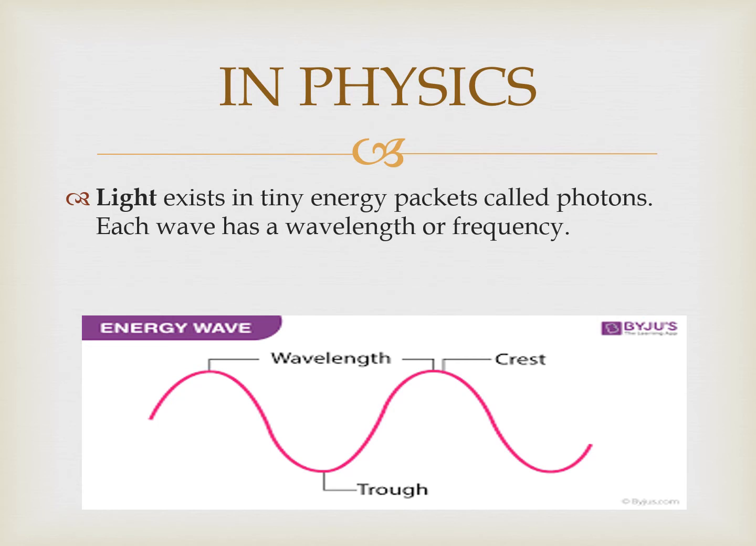If we define light in terms of physics, it is actually the energy packets that are known as photons. The photons are emitted in the forms of waves, and each wave is with a specific frequency or wavelength. In the diagram given below, you can see the energy wave which has a peak that is known as crest and a down curve which is known as trough. From one crest to another crest, or from one trough to another trough, is actually the wavelength of the light wave.